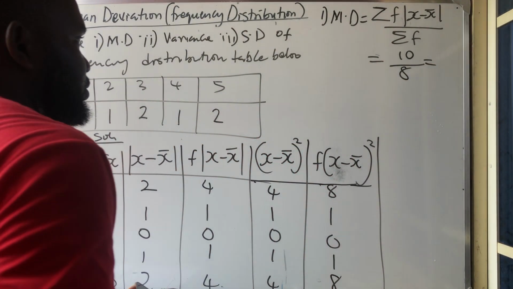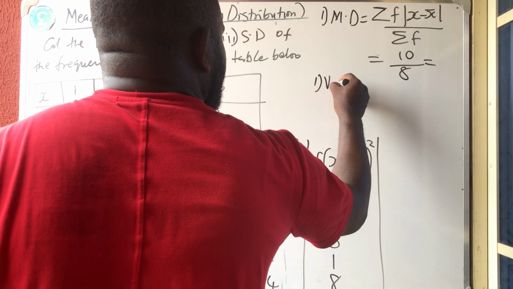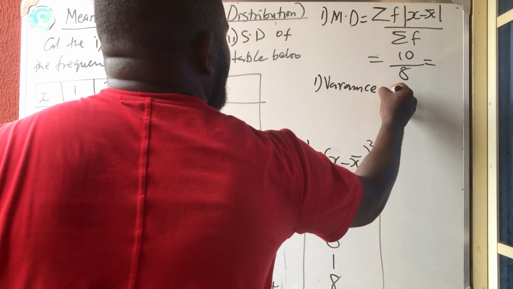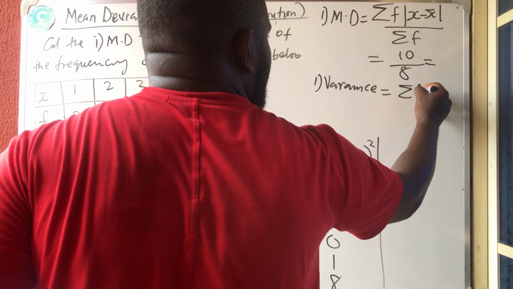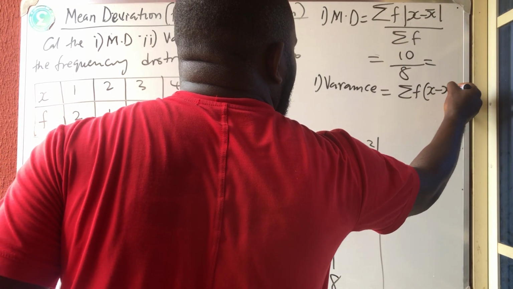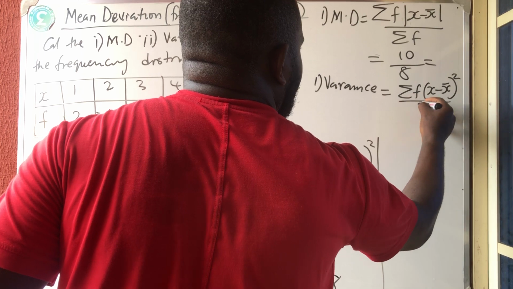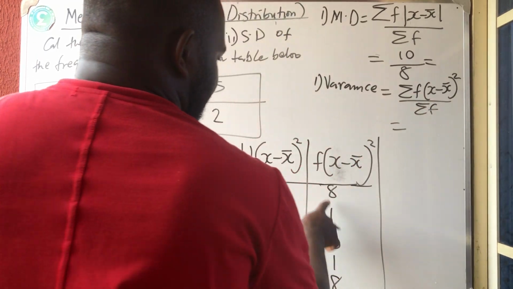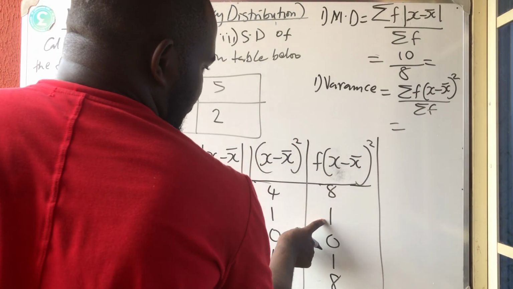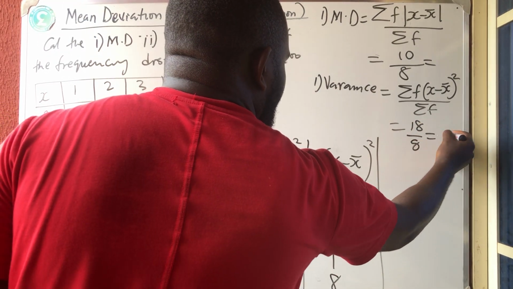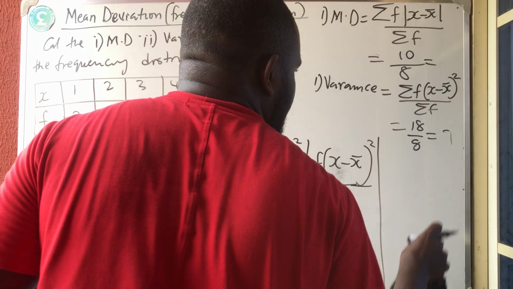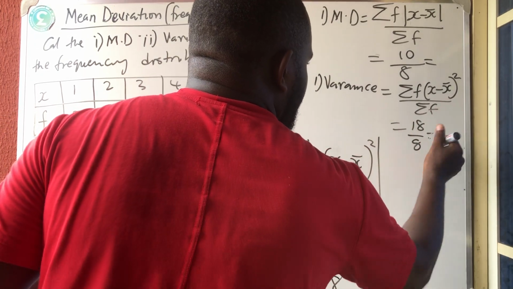You get your answer. So the next thing we need to get is the variance. Variance is simply the summation of what? f into x minus x bar all squared divided by summation f. So add everything here. 8 plus 1, 9. 9 plus 9, 18. So 18 divided by 8, which will give you 9. As simple as that.